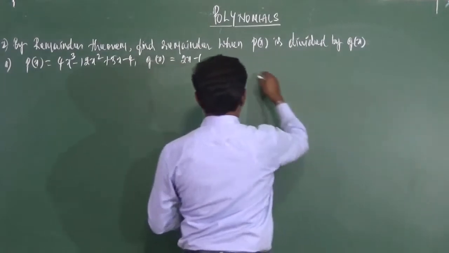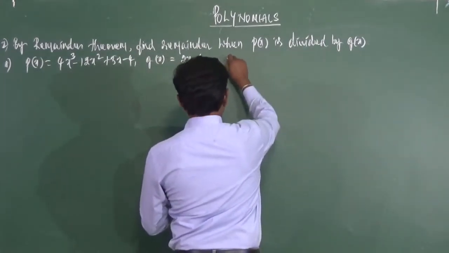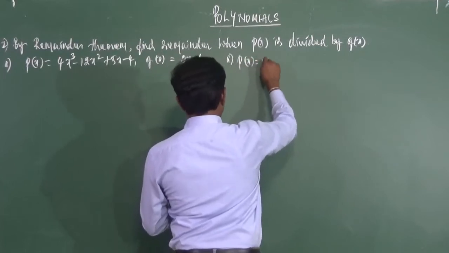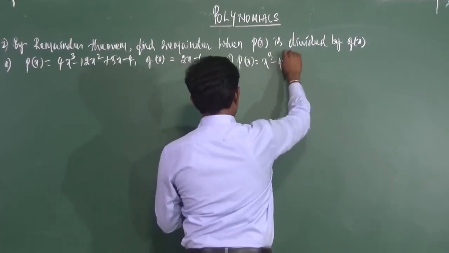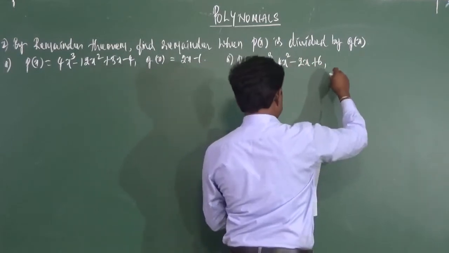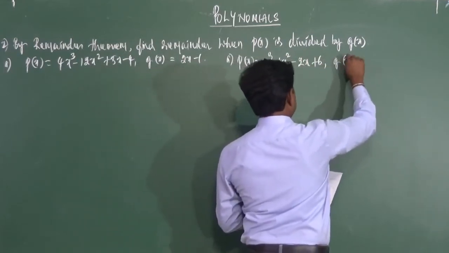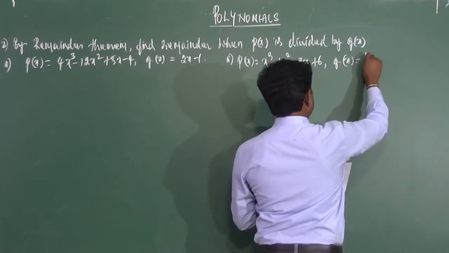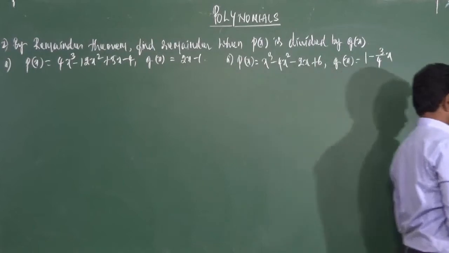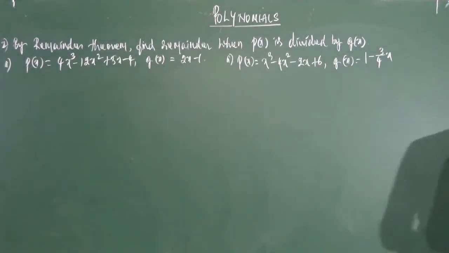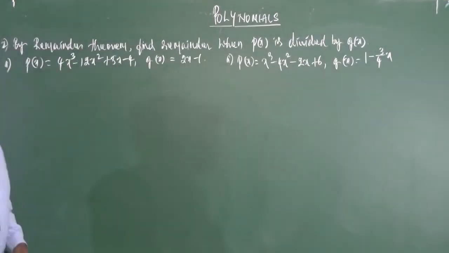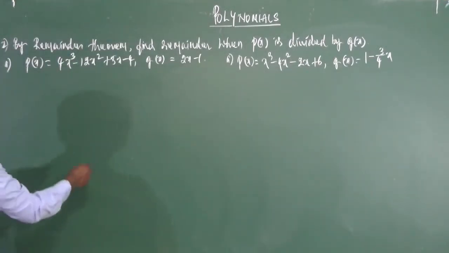And I have another problem also. Second one, p of x is equal to x cube minus 4x square minus 2x plus x, and g of x is equal to 1 minus 3 by 4x. Right. So both are very important problems for 2 marks. Compulsory. You have to practice this.